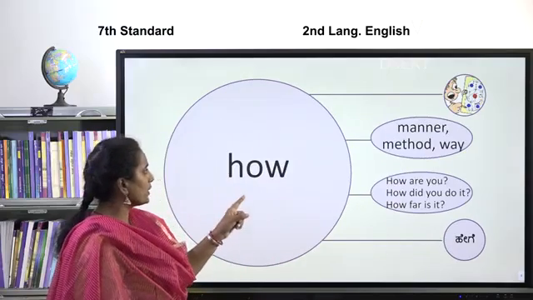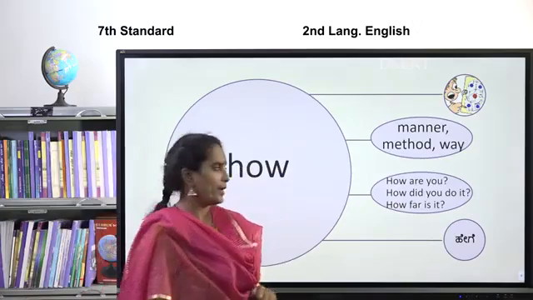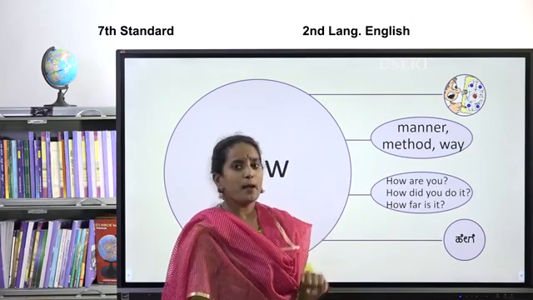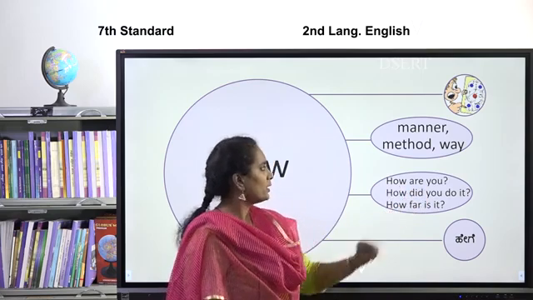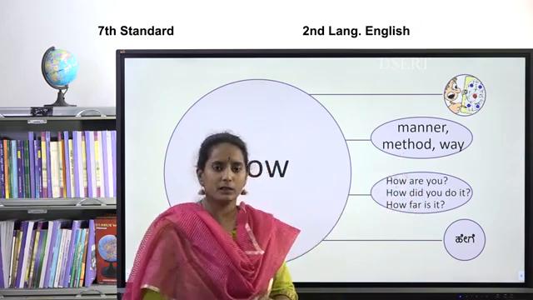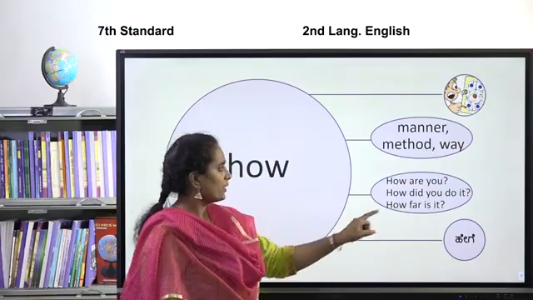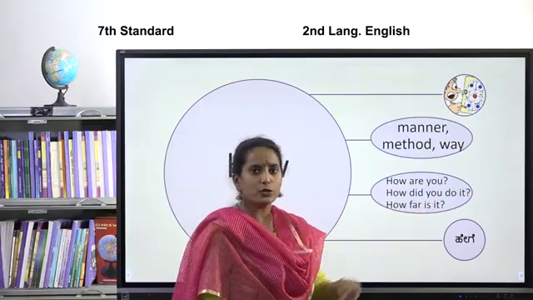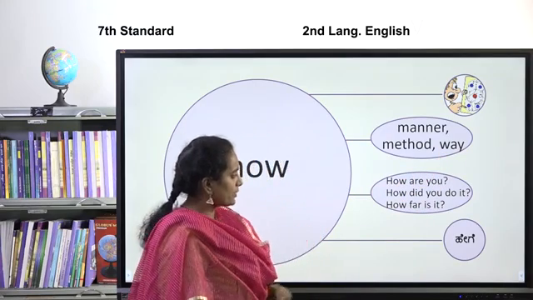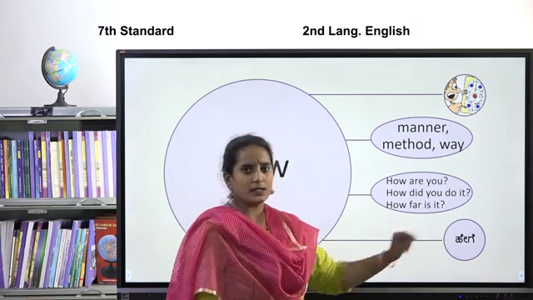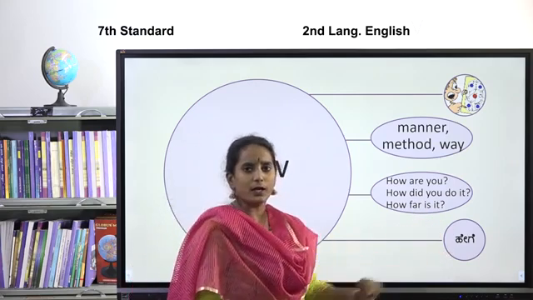The next question word is how. We use the question word in different ways. First one is for the manner. Example, how are you? Next one is to know the method. Method or process or procedure. For example, how did you do it? Third one is to know the way. For example, how far is it? In Kannada, what is the word?